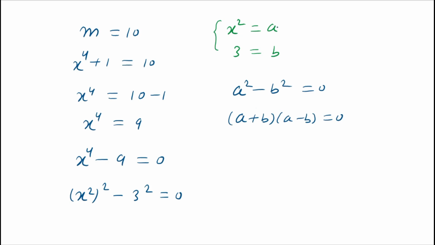Here the value of a is x squared, so a is replaced by x squared, plus b replaced by 3, and here a is replaced by x squared, minus b replaced by 3, and this equals 0. In the left hand side, (x squared plus 3) is multiplied by (x squared minus 3). This equals 0.